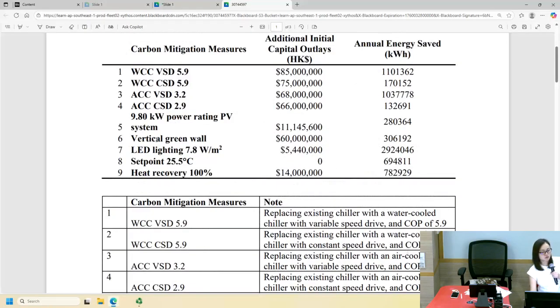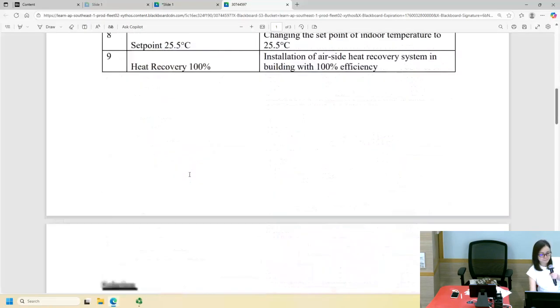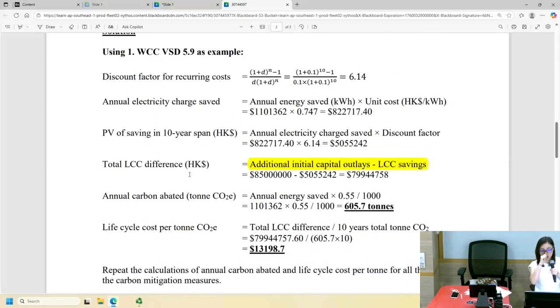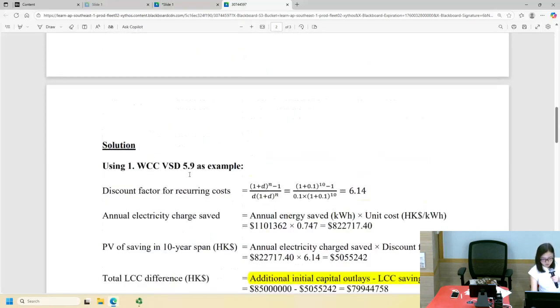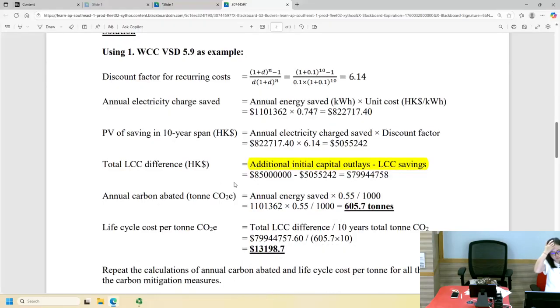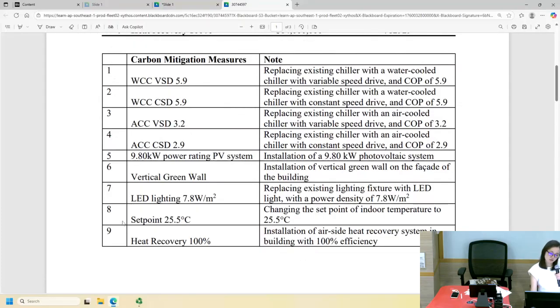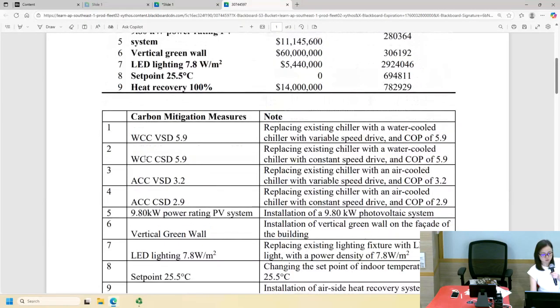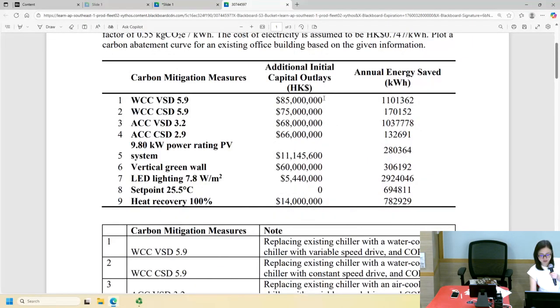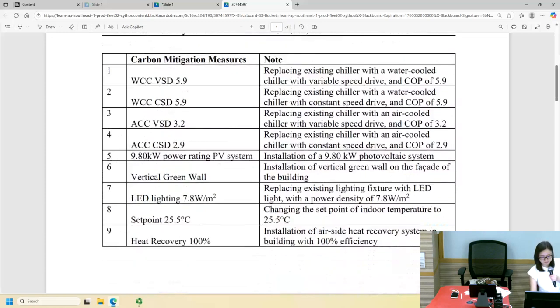So for each of these mitigation measures, we will calculate the life cycle cost. In the solutions, we only explain the detailed calculations of the first mitigation measure, just for number 1. But for the rest, the calculations are just the same. So for number 1, we have to pay this amount. Then every year you can save this amount of energy consumption.